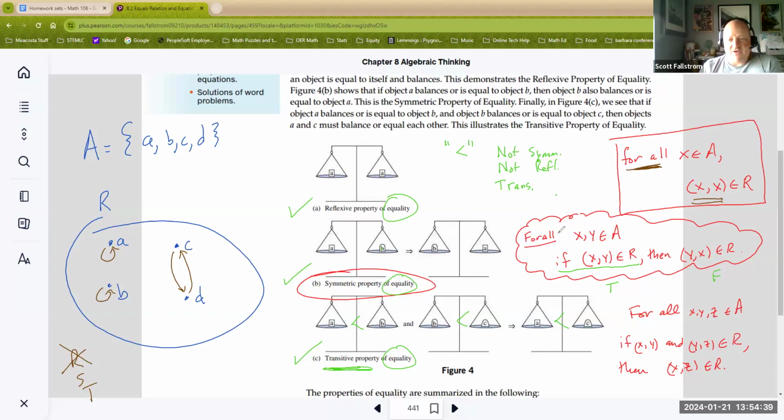Okay. Symmetric. Symmetric says for all the elements in here, if we have one that goes to another item, so C goes to D, then we better have D going back to C, and we do.